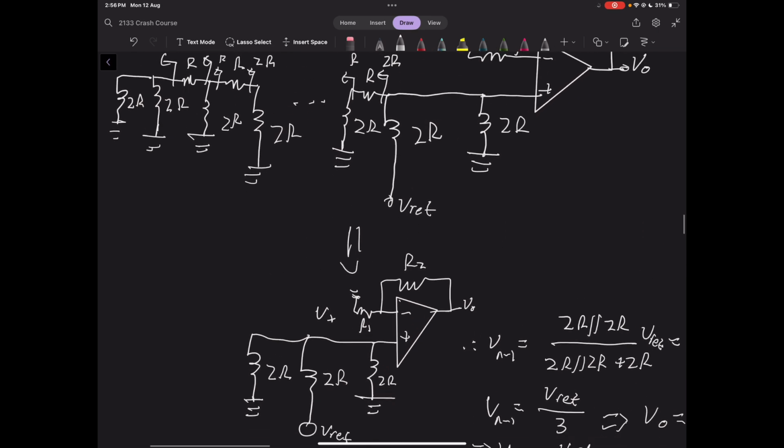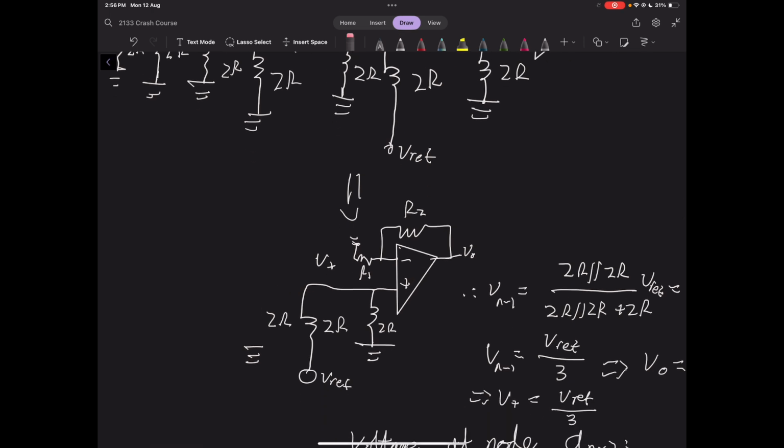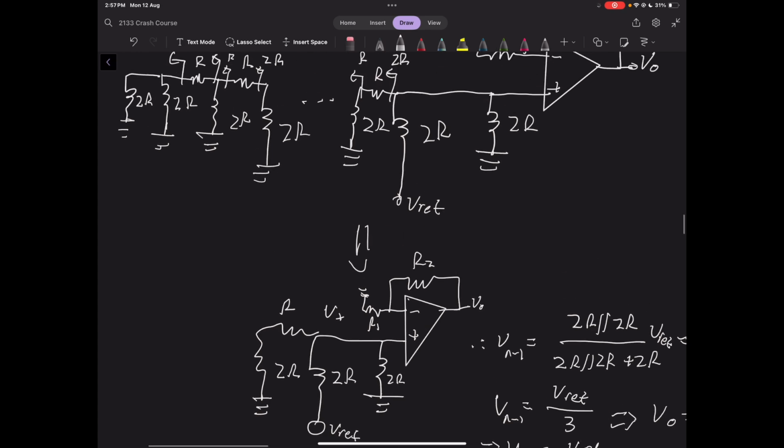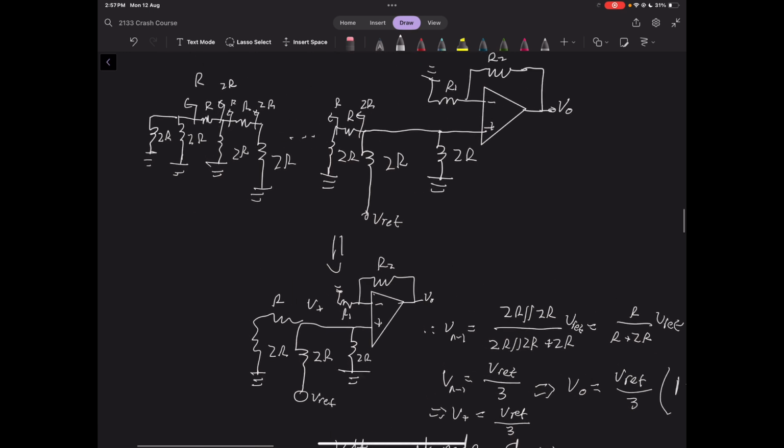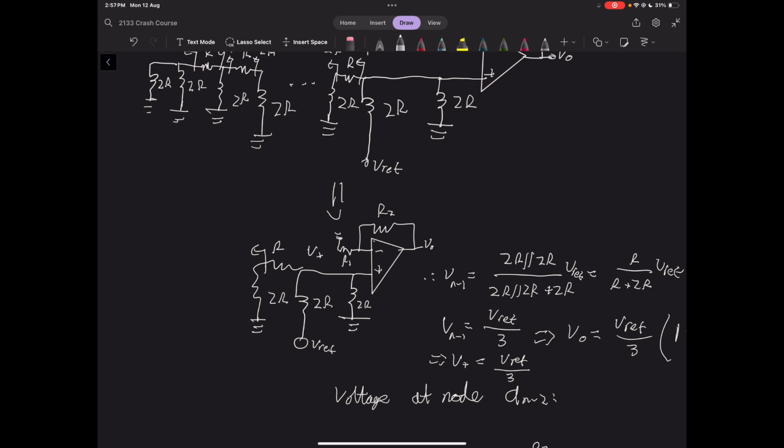So essentially, let me just fix this. This should be R, and that should be 2R. So we know that looking from the left of this R resistor here, the equivalent resistance is 2R. Sorry, that should be 2R. That should be R. And then this should be 2R over here. So that's why we can replace the entire left side of this circuit with 2R.